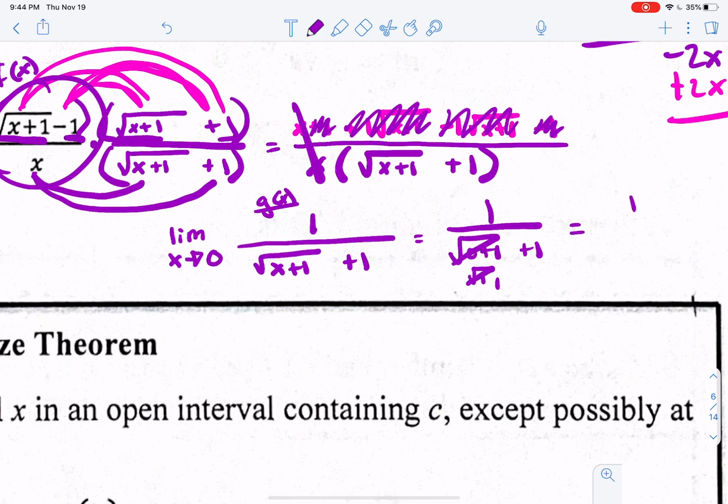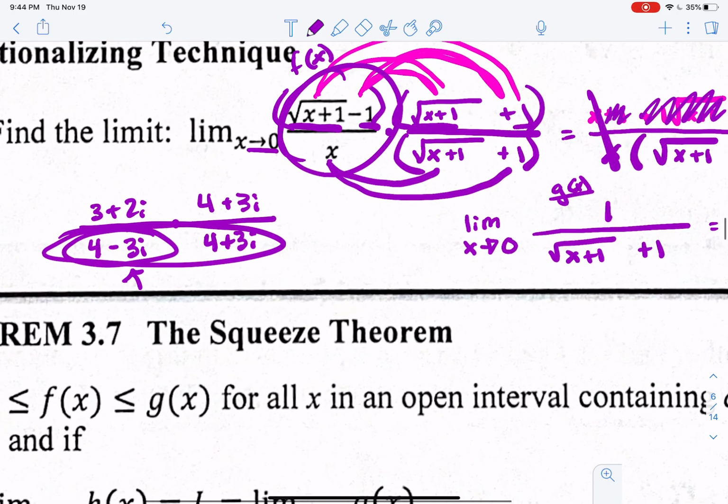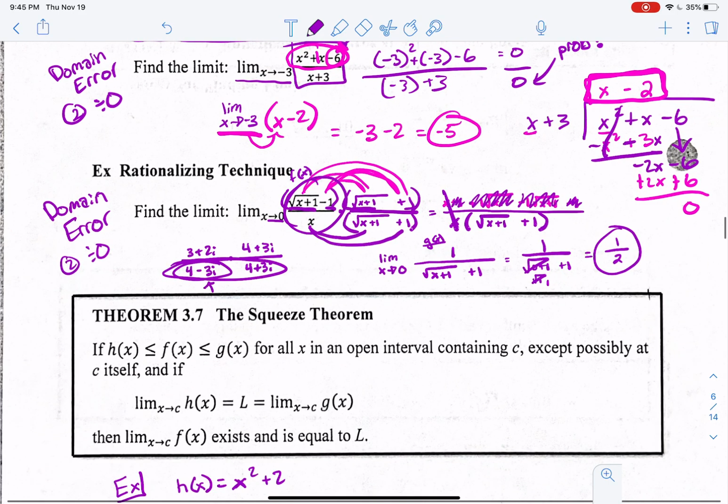So I have 1 on the top and 1 plus 1 on the bottom, or 2, and 1/2 is going to be my limit. So I don't end up with any problems in that case. That was the rationalizing technique. I'll zoom out quick. And rationalizing, we're going to multiply by the conjugate of that numerator part, okay?